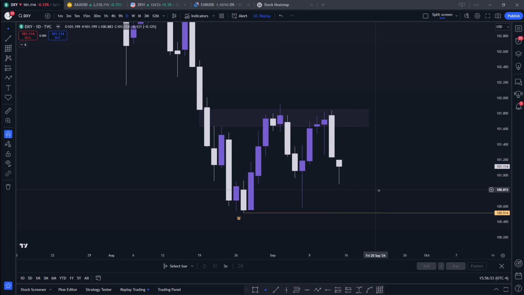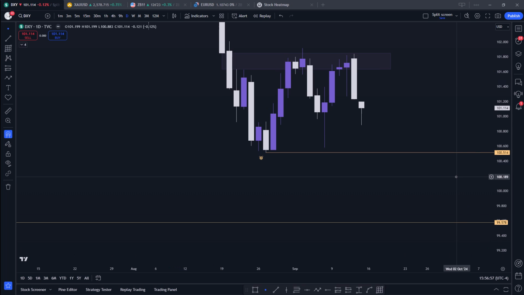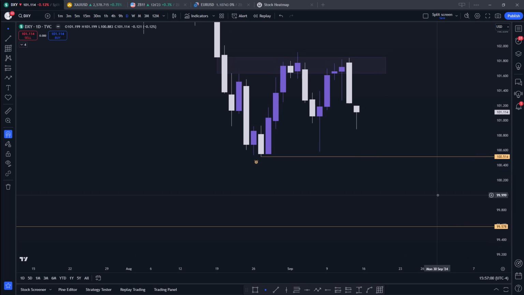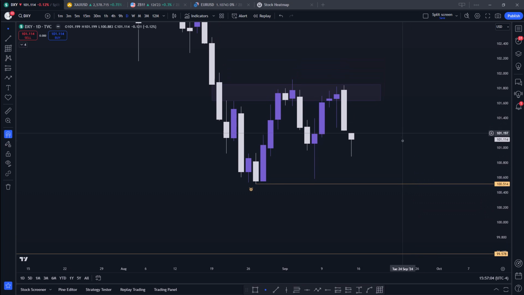Of course, as I already mentioned, my main target is there at the 99.578 level, or 99.5 if you want to round down. And yeah, so I'm still very bearish on dollar index. Even if we do come and take these highs, that I don't believe we will, I'm still bearish.